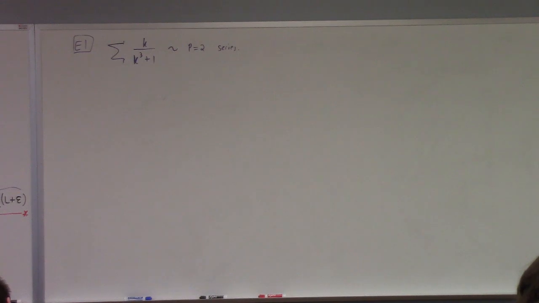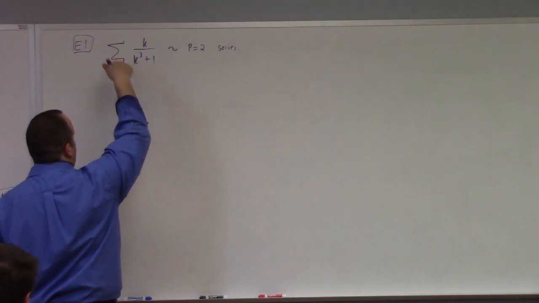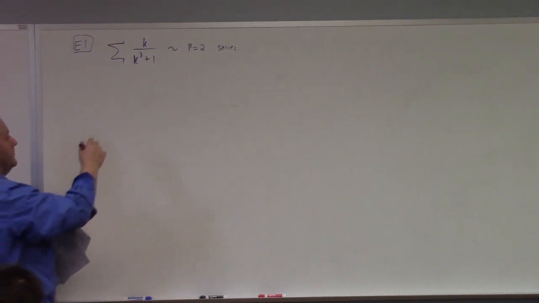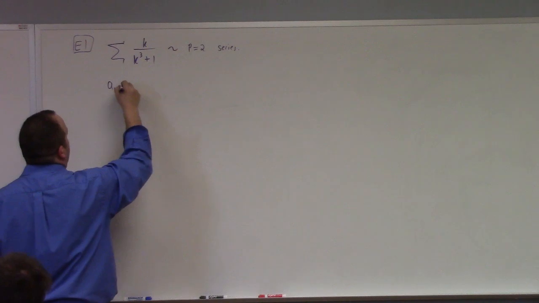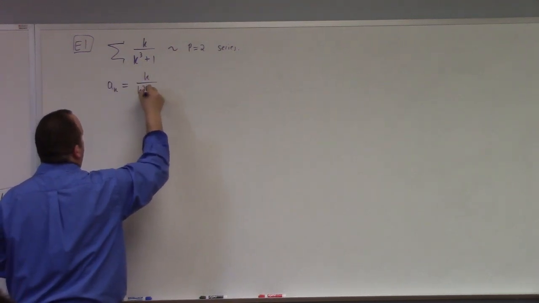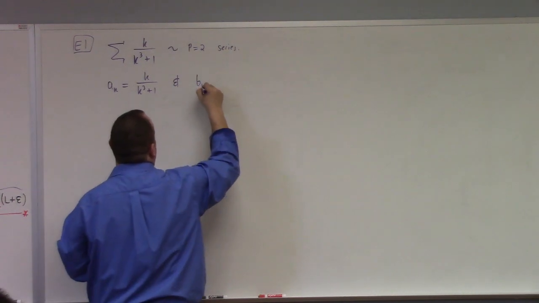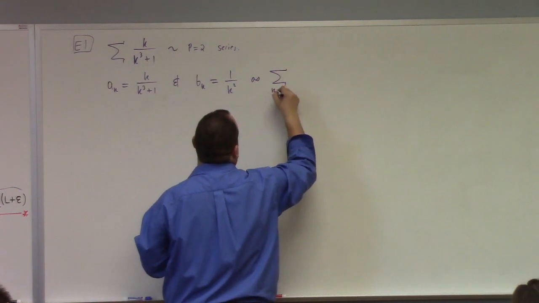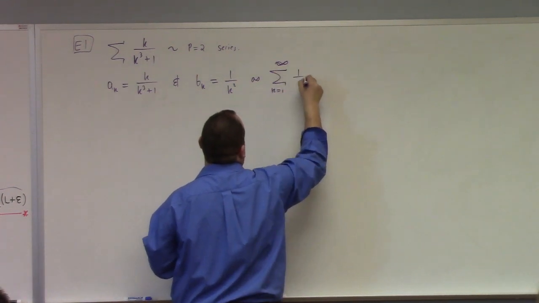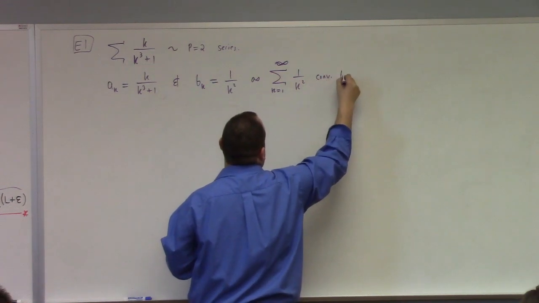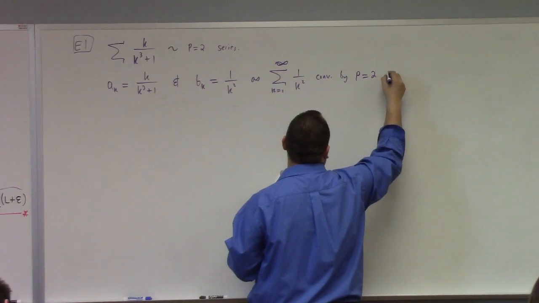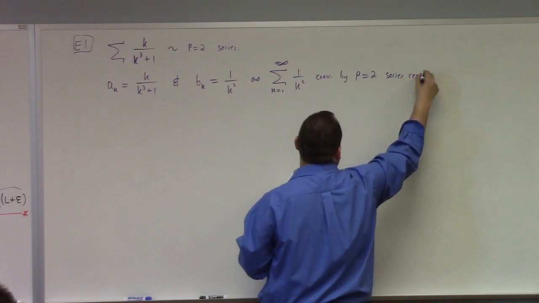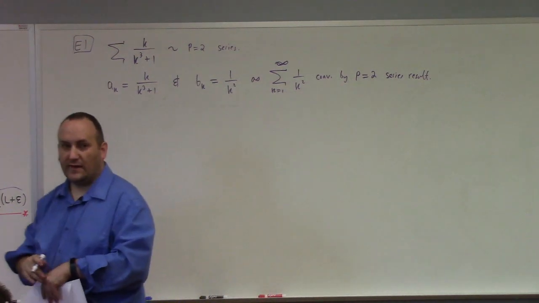What does this mean when there's no lower bound given? That doesn't really concern us, right? You could put k equals whatever you like, k equals 0 to infinity, sure. So let's identify a sub k is k over k cubed plus 1, and we're going to compare to b sub k equals 1 over k squared, right? As we know, the sum k equals 1 to infinity of 1 over k squared converges by the p equals 2 series result. We proved that converged last time, right?